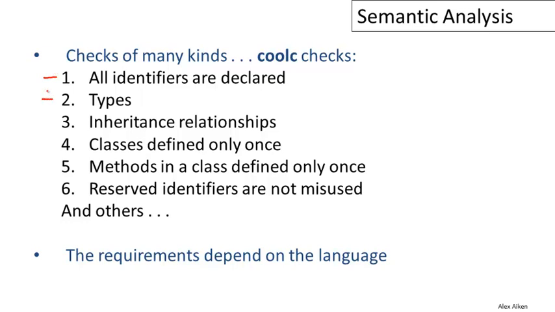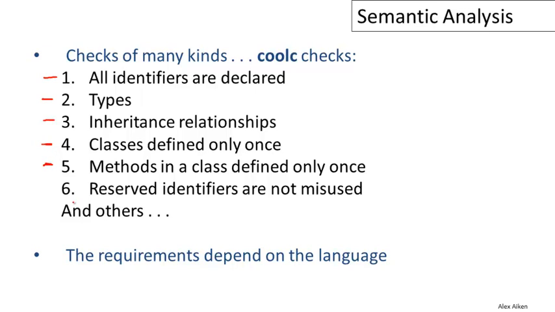The coolC compiler has to do type checking, and this is actually a major function of the semantic analyzer in cool. There are a number of restrictions that come from the object-oriented nature of cool. We have to check that the inheritance relationships between classes make sense. We don't want classes to be redefined. We only want one class definition per class. Similarly, methods should only be defined once within a class.